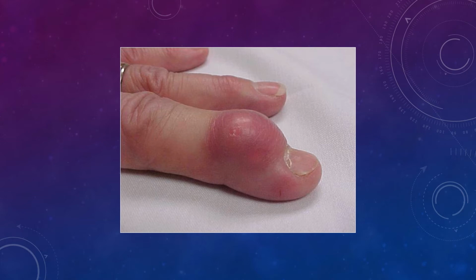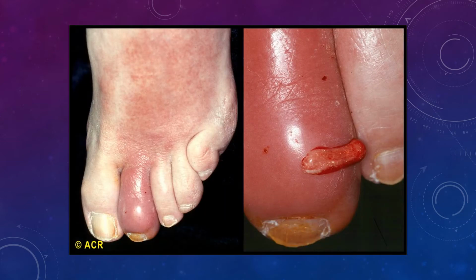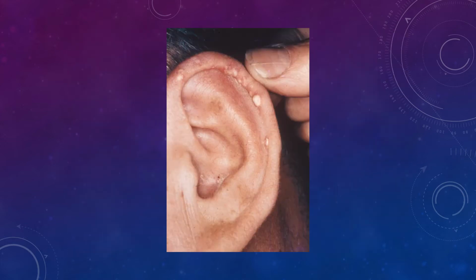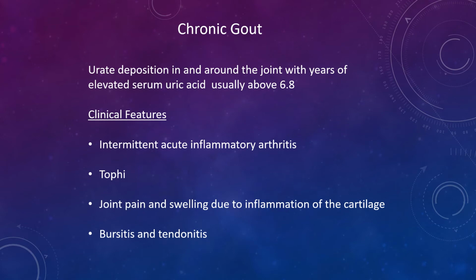Here's an example of gout hitting a finger. Here it is in a toe. You'll notice on the right there's a secretion or a liquidy substance which is filled with uric acid crystals. It can also occur in the ears. Now, urate deposition in chronic gout is defined as urate deposition in and around joints, usually with a mean serum uric acid of about 6.8 over a period of several years.